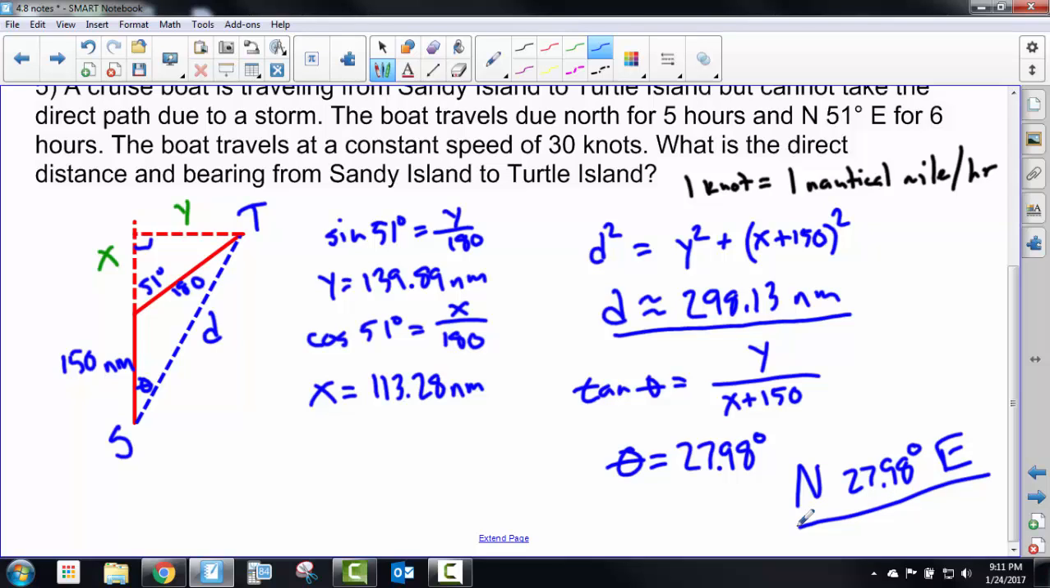Again, there's a little work on that one to get it set up, but one of the keys is we had to figure out where that right triangle was and work with it. So there's your intro to bearings. We have one more type we're going to look at now.